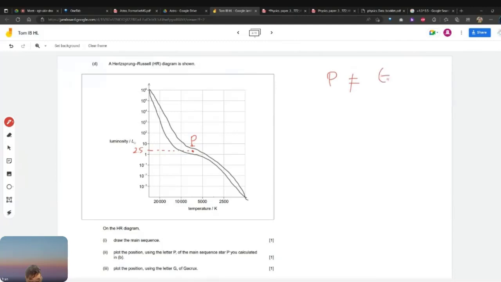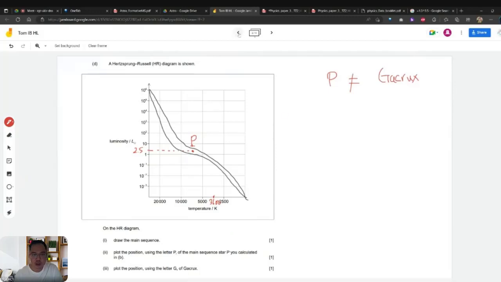Okay, Gacrux. Plot the position letter G for Gacrux. The temperature of Gacrux is 3,600, somewhere between 5,000 and 2,500. Is that like right in the middle? 3,600. 2,500 divided by 2 plus 2,500. Yeah, almost in the middle of here, huh? To 3,600, almost in the middle.